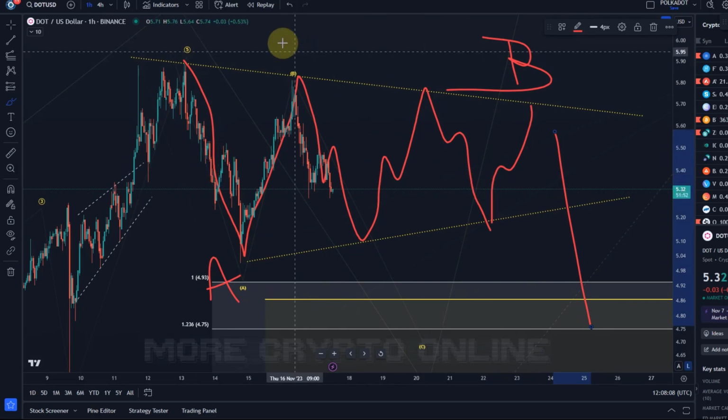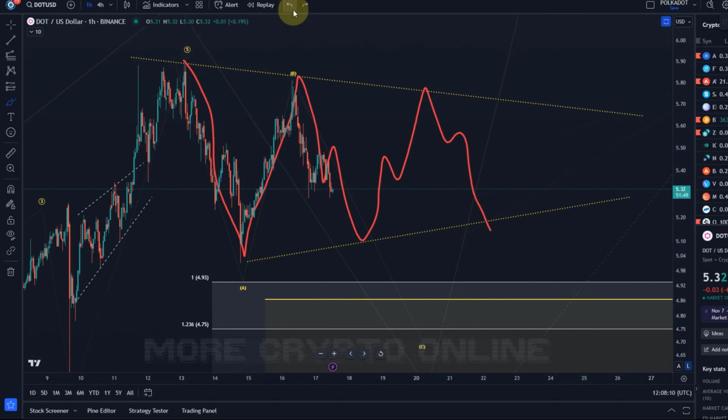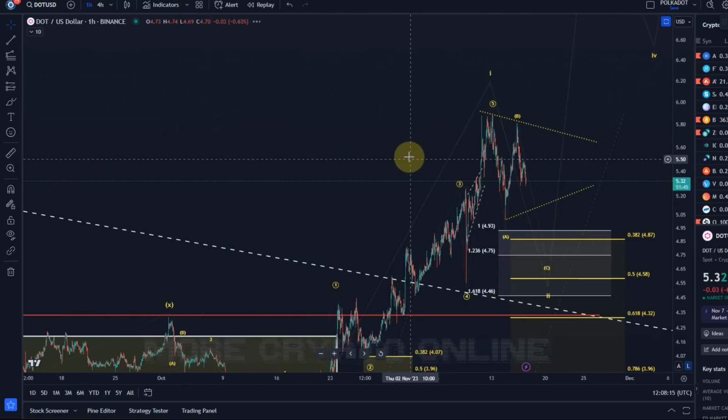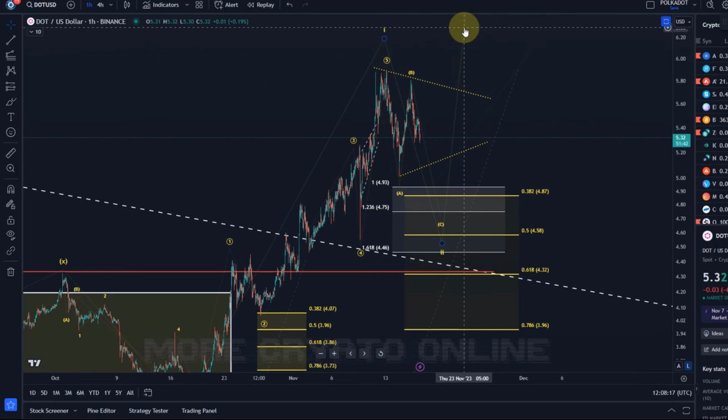If we see a triangle, it will take a while to play out. We might be in this range for a little while. It's going to be very interesting. The thing is, I cannot rule out another extension higher. As I said, this is not very clearly a 5-wave move.